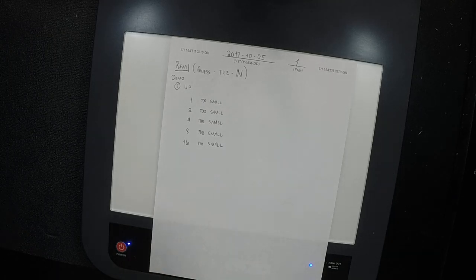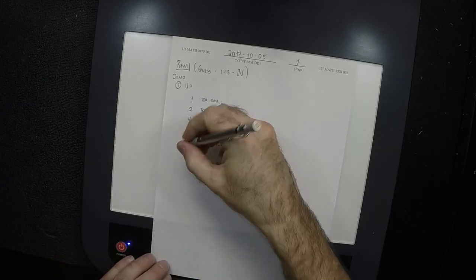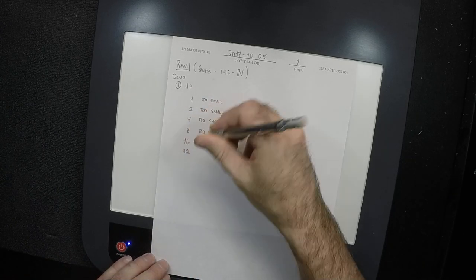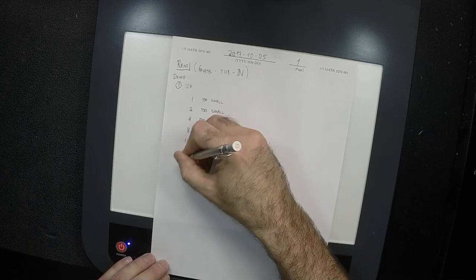Just so we all know more or less how this is going to go: is this number that you have in your head in the millions? No. Okay, good, it's less than that. So 32. How do you respond? Okay. 64.